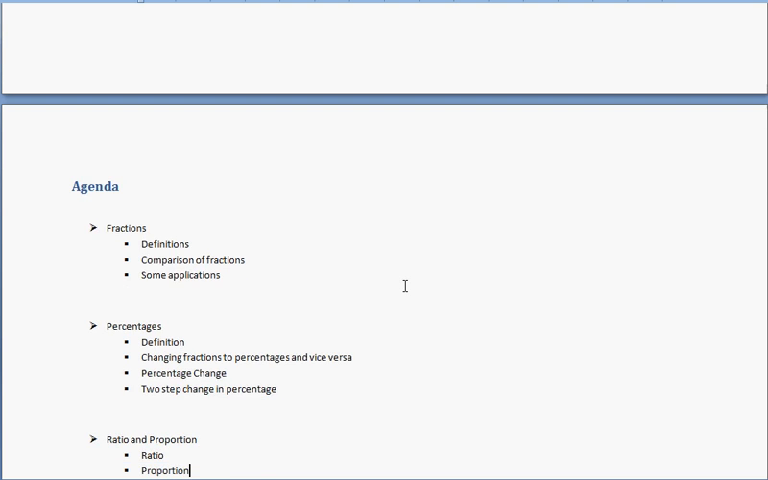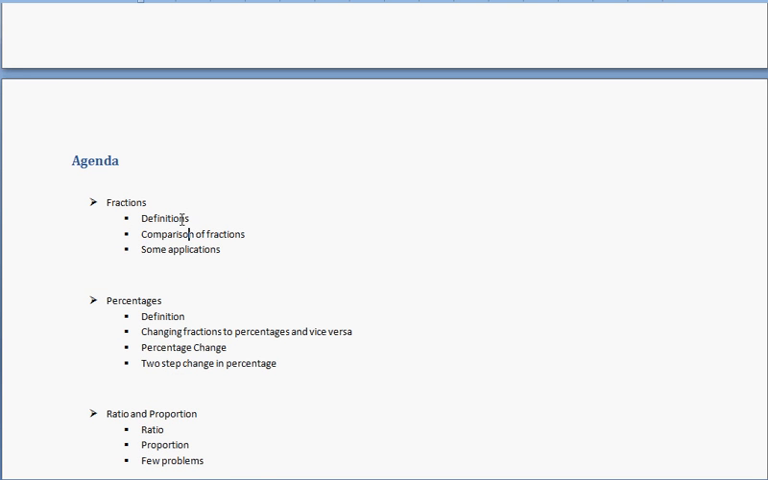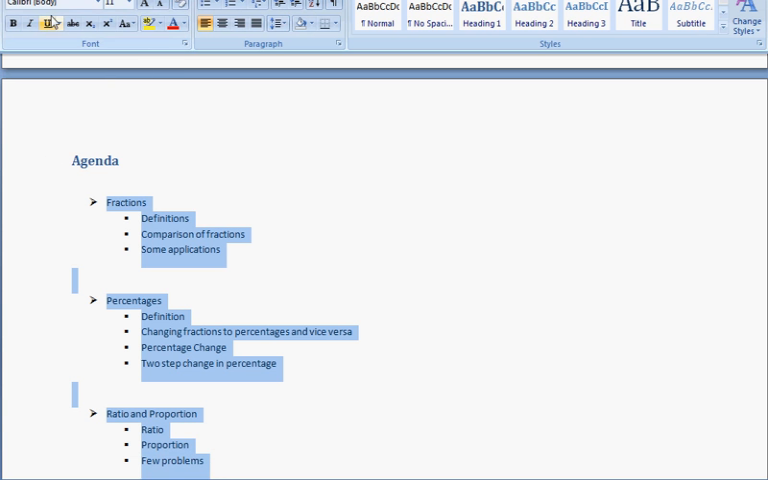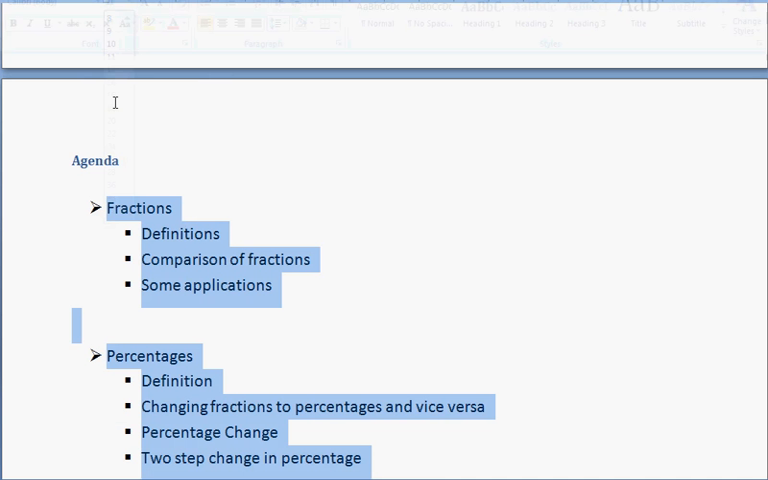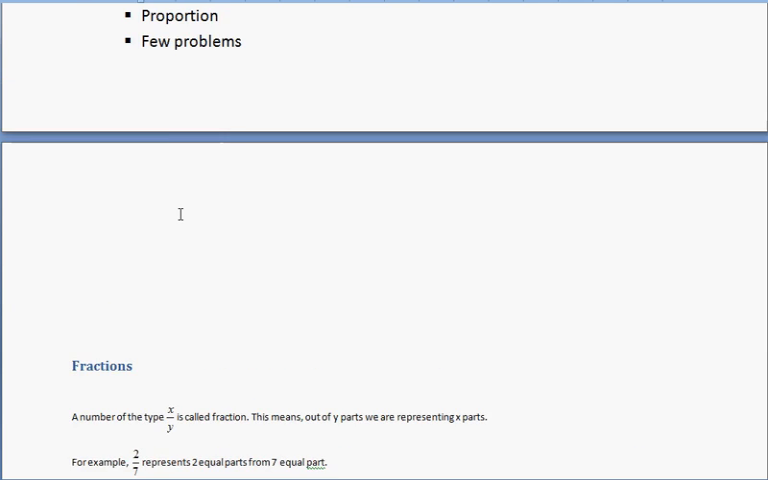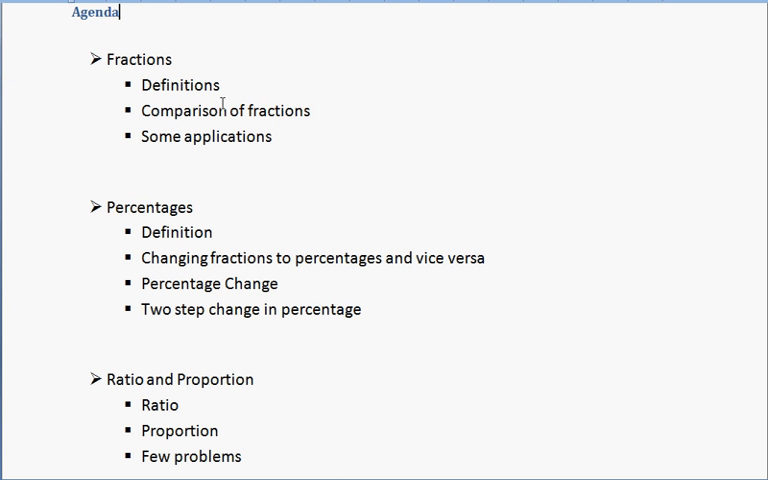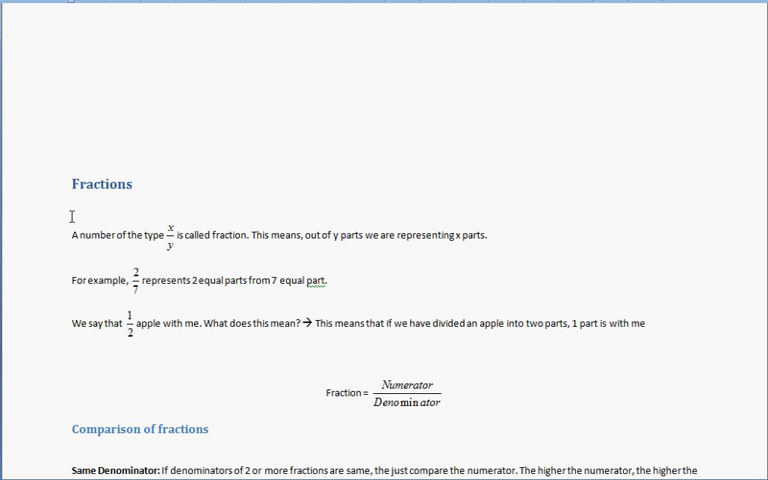In all these topics we would be covering firstly the fractions, right? Let me increase the font first. In fractions we would be covering definitions, how to compare fractions, and some applications. In percentage we would be covering definitions, changing fractions to percentages and vice versa, percentage change, and two-step change in percentage. So let's do firstly these two, and then we will go to ratio and proportion.